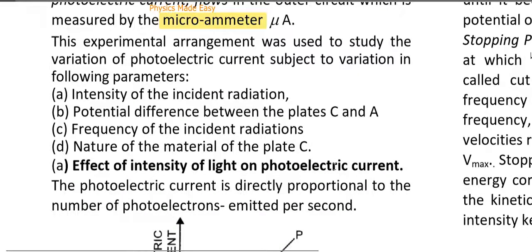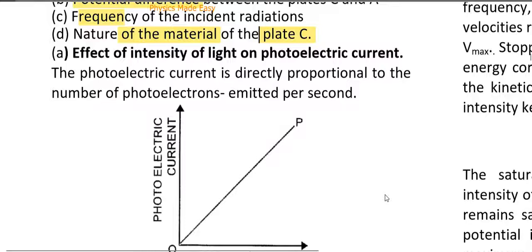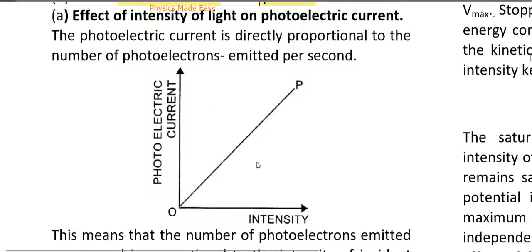Now we will make experimental studies: first by varying intensity, then by varying the potential difference between plate C, that is the cathode, and the anode, then by varying the frequency of radiation, and then the nature of the material of the plate. Now, this is the first case: the effect of intensity of light on the photoelectric effect. As we increase the intensity, intensity is measured in the number of photons falling.